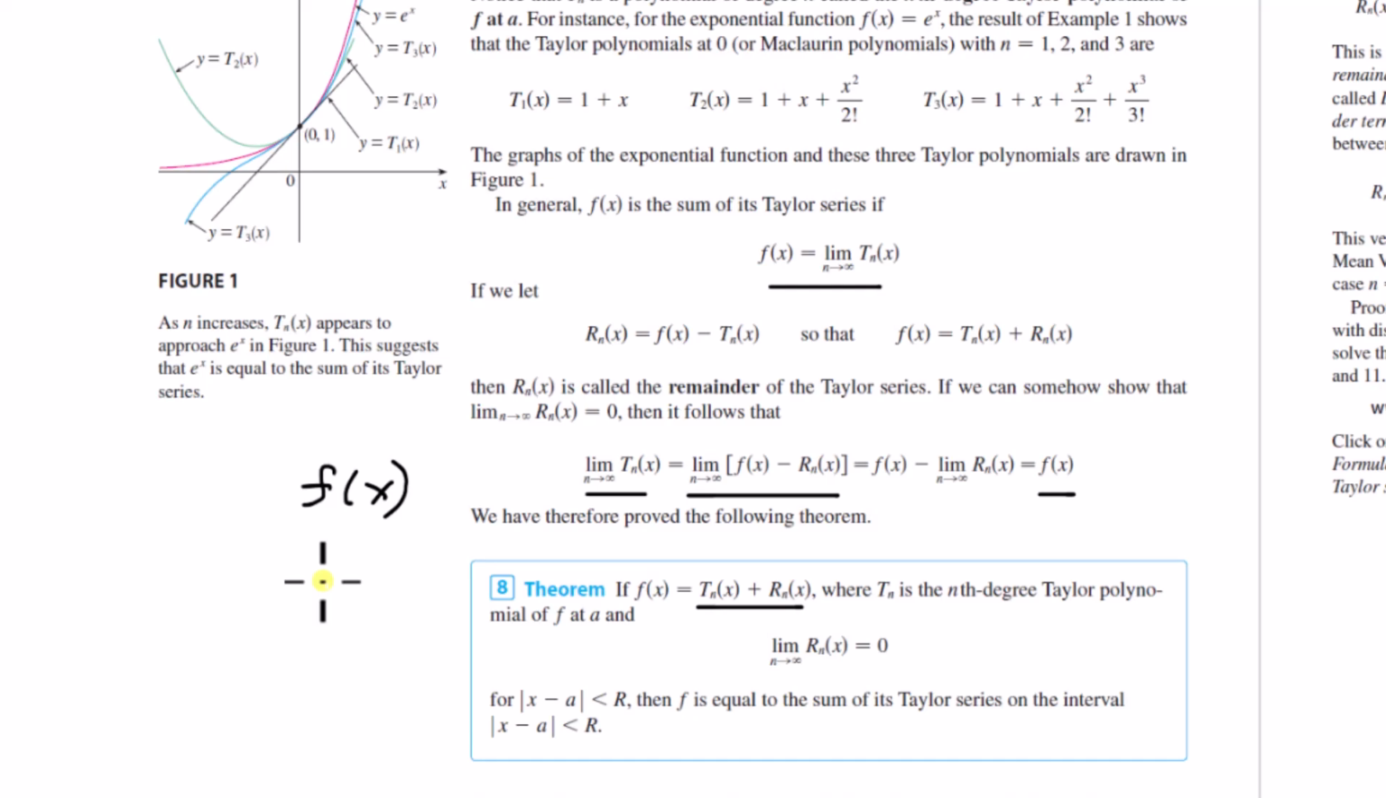Now, the first thing you do is you pick what the center point of the power series is going to be. You're going to represent your function as a series, but centered at a certain point. So you pick the center point. If the center point is 0, that's called a Maclaurin series.